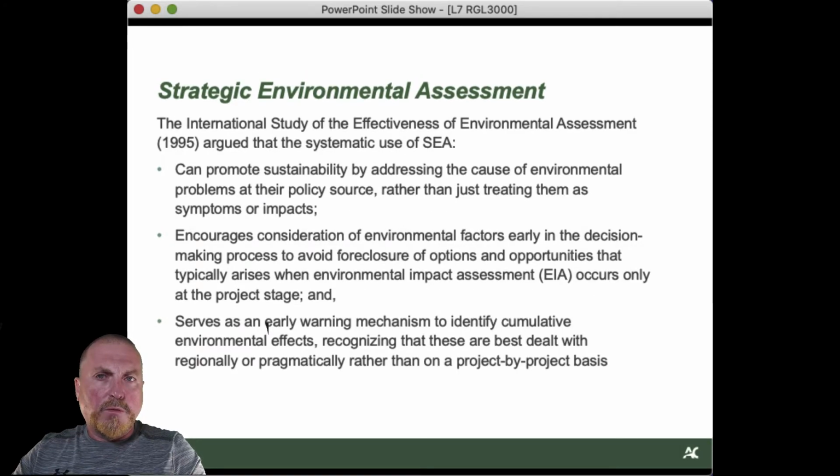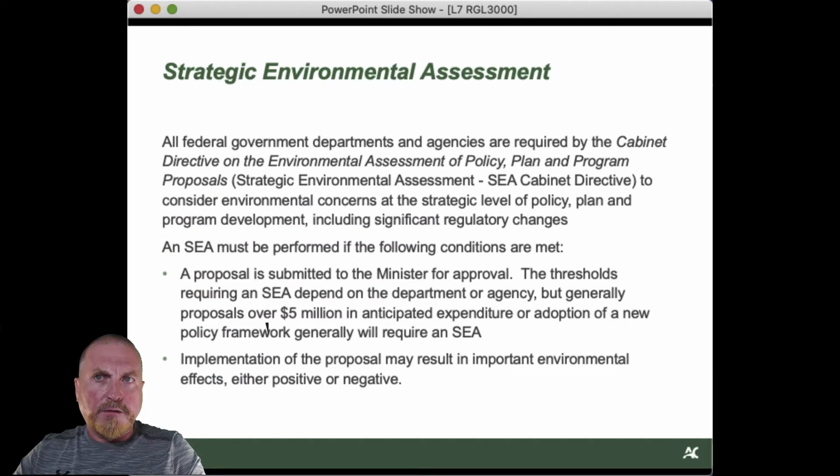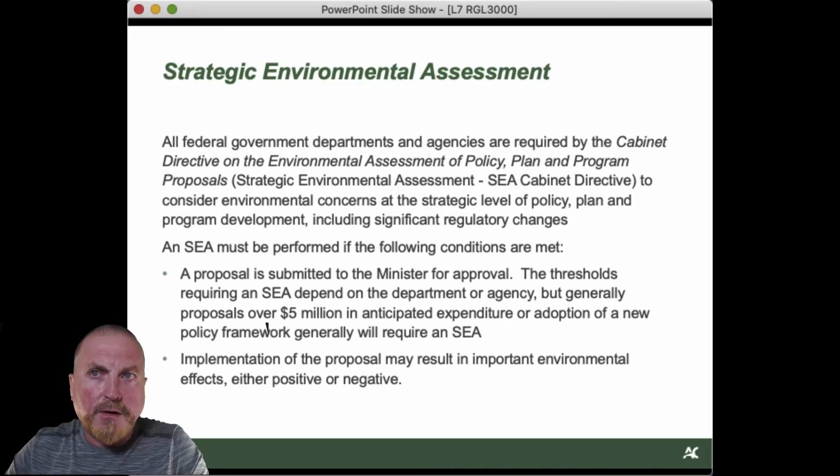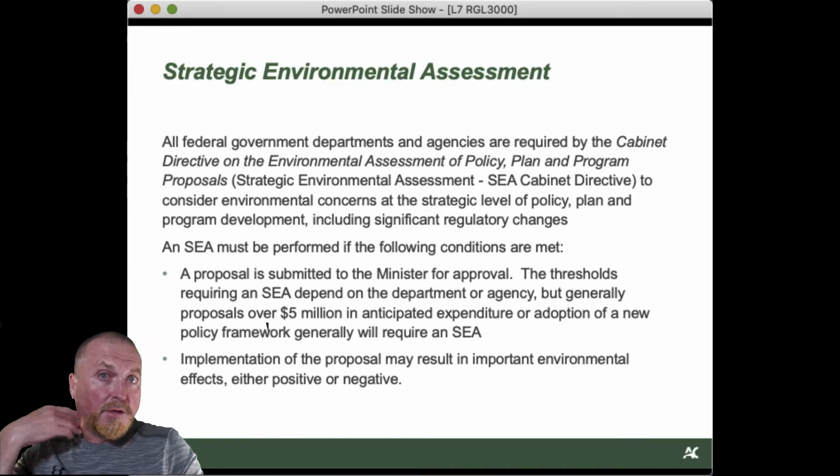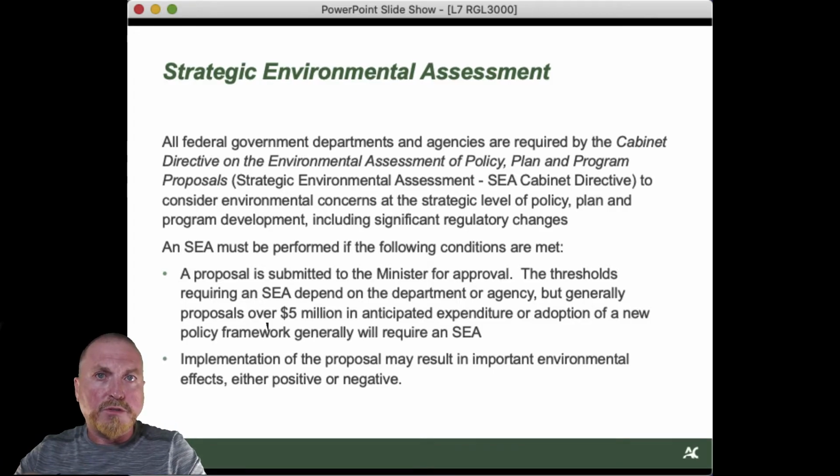Now, you can review these slides; I don't need to go into great detail. But the Cabinet Directive is basically the Cabinet Directive on Environmental Assessment of Policy, Plan and Program Proposals, which you should all be reading. Its purpose is to consider environmental concerns at the strategic policy, plan, and program development level, including significant regulatory changes.